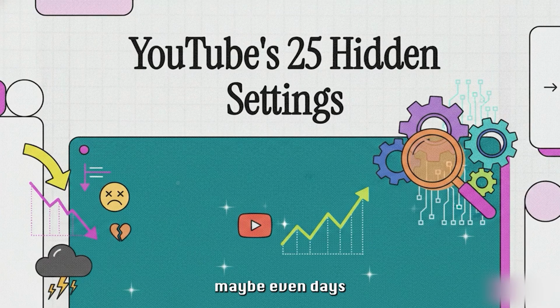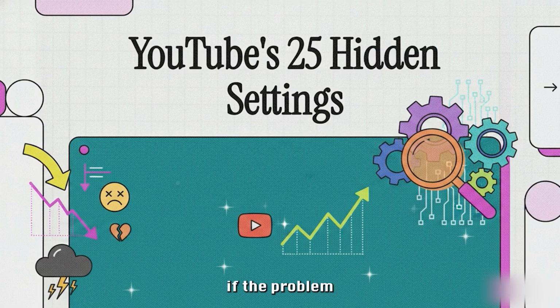You put hours, maybe even days, into scripting, filming, and editing. You finally hit publish, your heart's racing, and then nothing. Crickets. It just flatlines at 0 views, or maybe, if you're lucky, it hits like 7 views and then completely dies. It's incredibly frustrating, and honestly, it just drains your motivation to keep going.